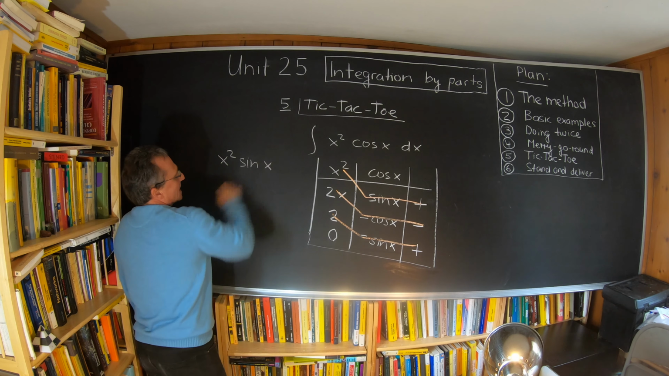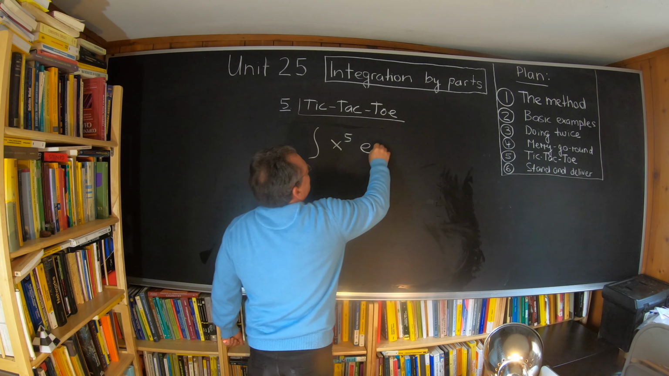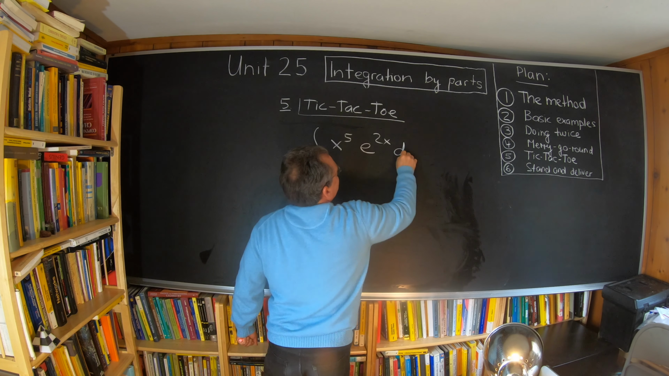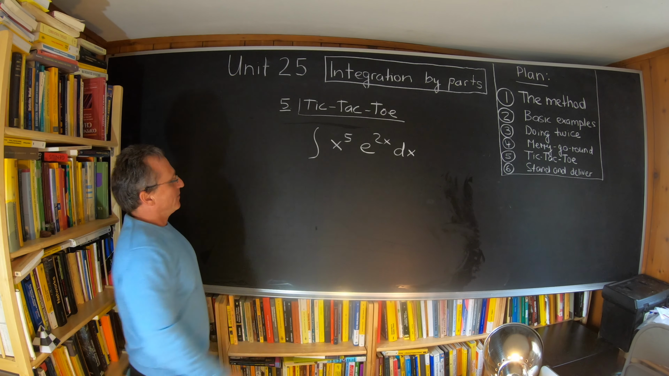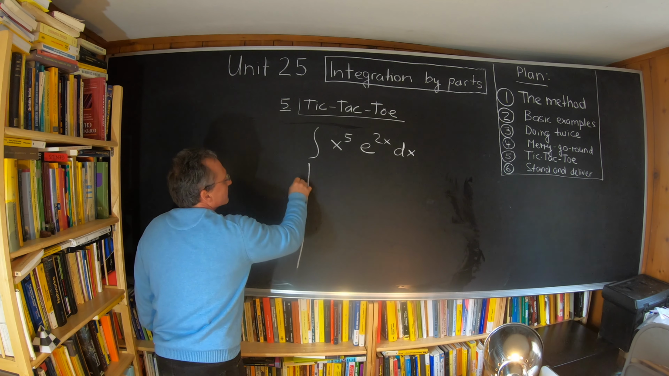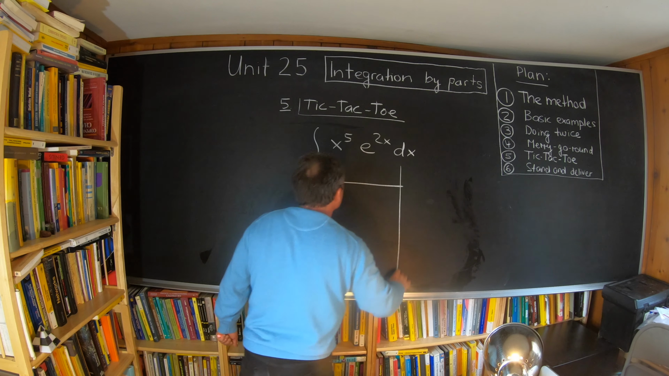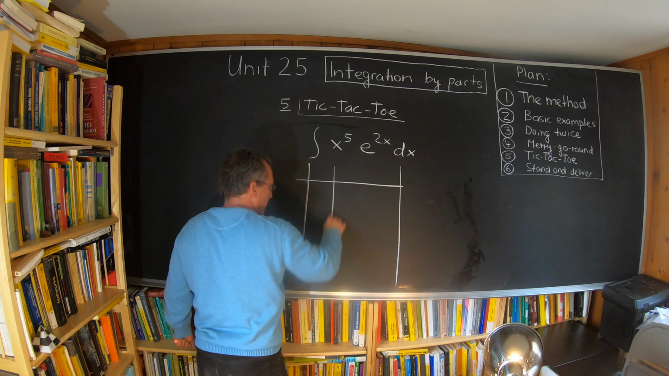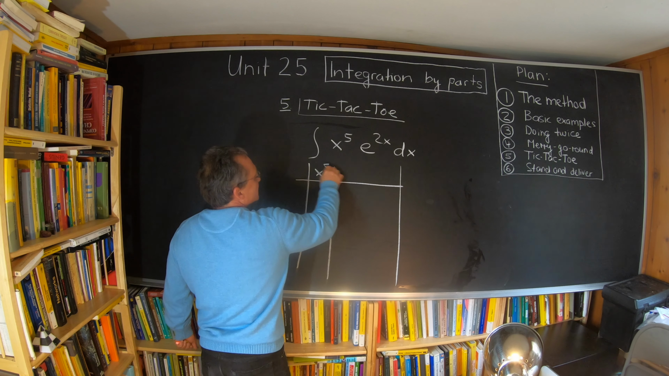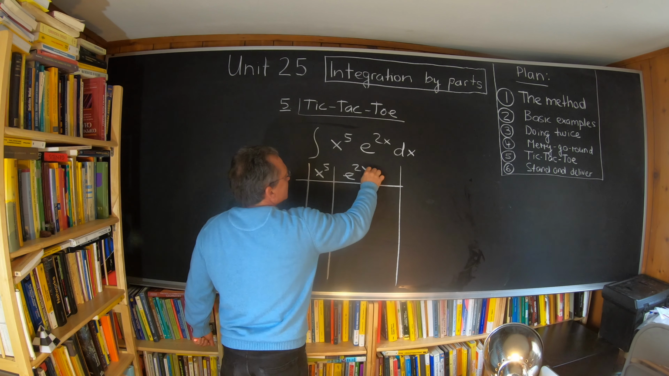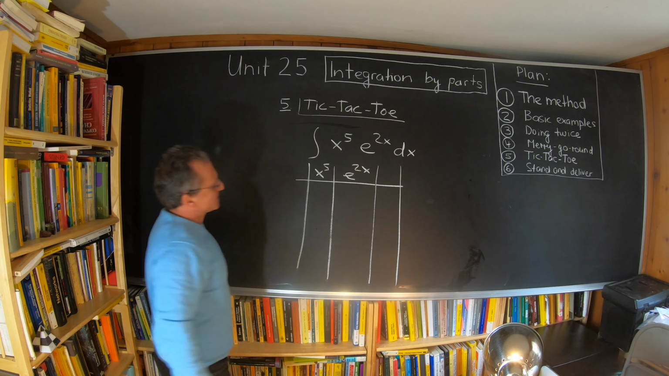Let's just do another example, just for fun. It's a lot of fun. Integral of x to the 5 e to the 2x. Make a table, 3 columns. First column we put x to the 5. Second column we put e to the 2x. And in the third column we put the signs.